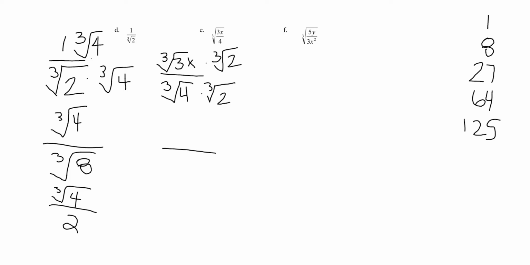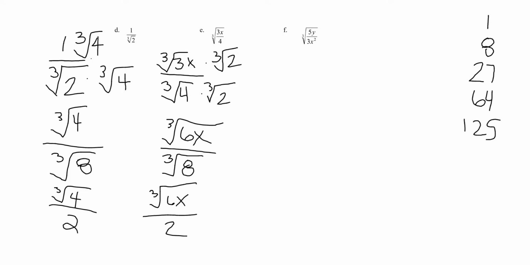So then on the bottom, I'll have the cubed root of 8. And on the top, I'll have the cubed root of 3 times 2, which is 6, so it'll be the cubed root of 6x. To simplify, again, the cubed root of 8 is 2. And on the top, there's really nothing that we can do with that 6x. There's no perfect cube I can pull out of it, so that is my final answer.